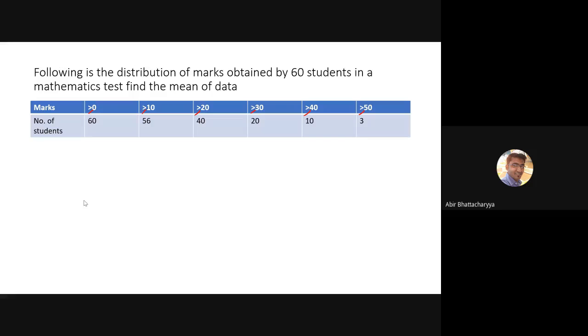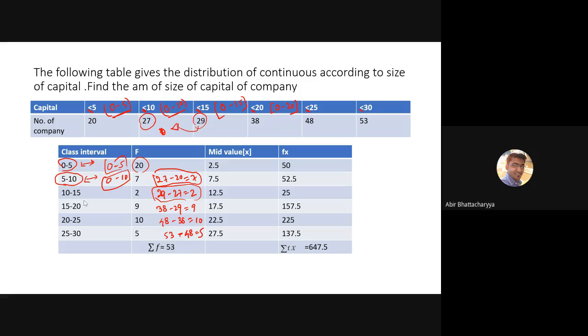Now, all of you go for the next question. Can anyone tell me what we need to do here in this scenario? Yes, Ria. In the previous case, I took 0 to 5, 5 to 10, 10 to 15. So, see, Ria, less than 5 means 0 to 5. Less than 10 means 0 to 10.